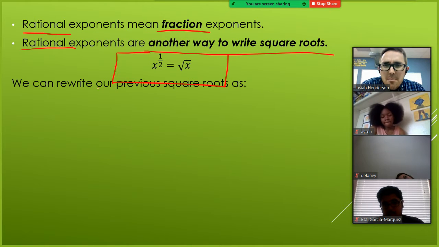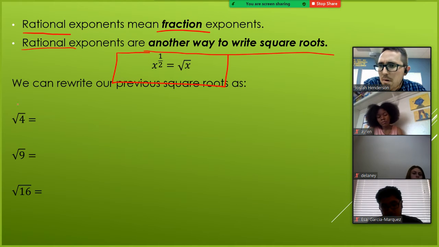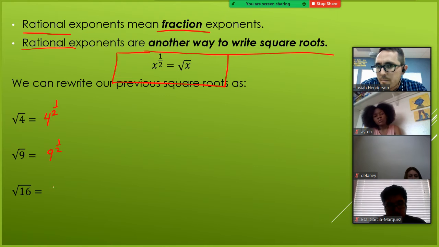So now I'm going to rewrite my square roots from the last screen. We looked at the square root of 4, and we know that it's equal to 2, but I'm going to rewrite it using the fraction exponent now, the rational exponent. So this is the same thing as 4 to the 1/2 power. The square root of 9 is 9 to the 1/2 power. And root 16 is 16 to the 1/2 power.